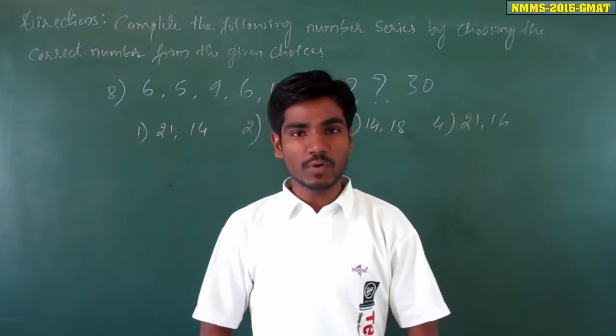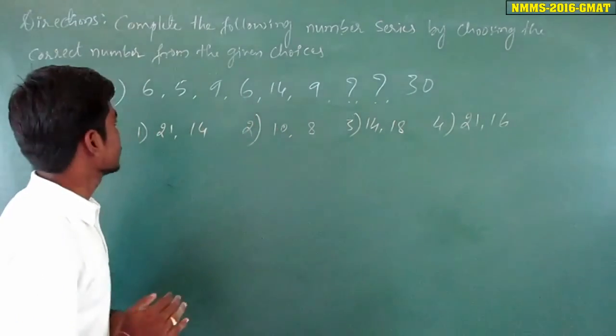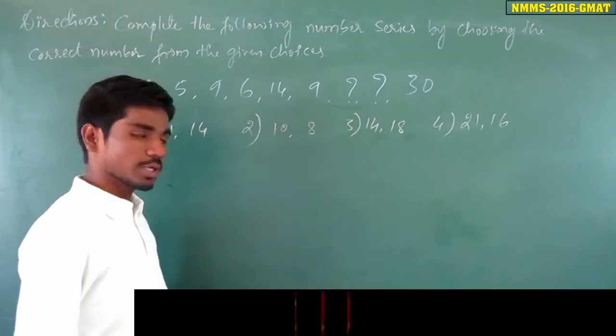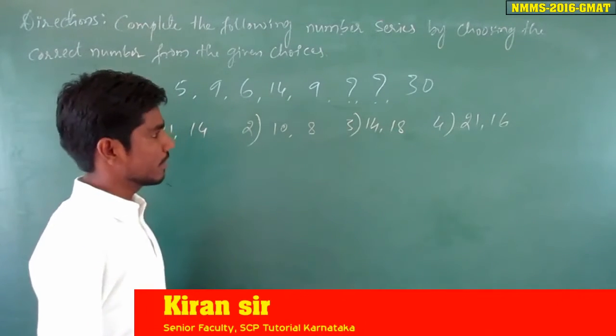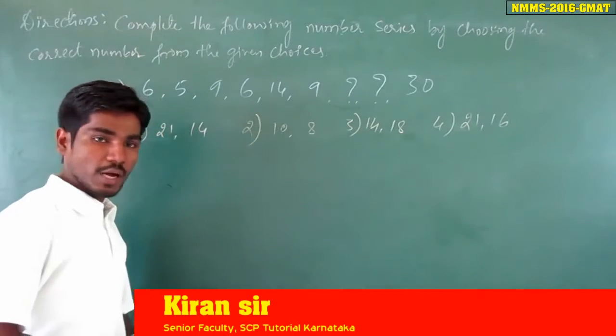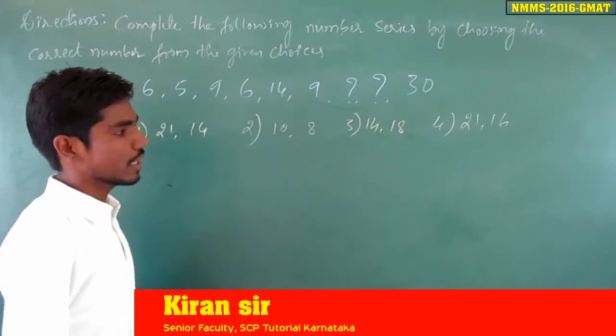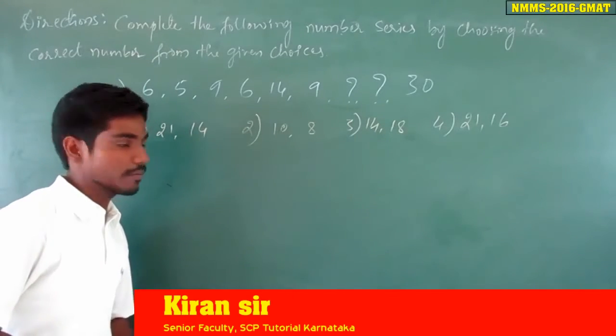Well friends, here's the next problem. The given problem is 6, 5, 9, 6, 14, 9, question mark, again 30. Given options are 21, 14; 10, 8; 14, 18; and 21, 16.